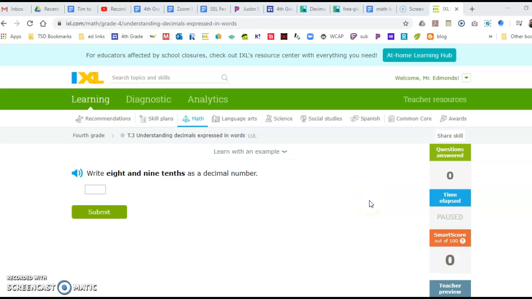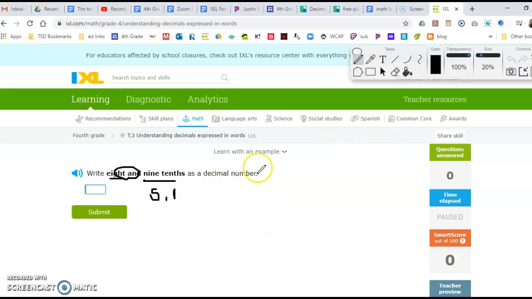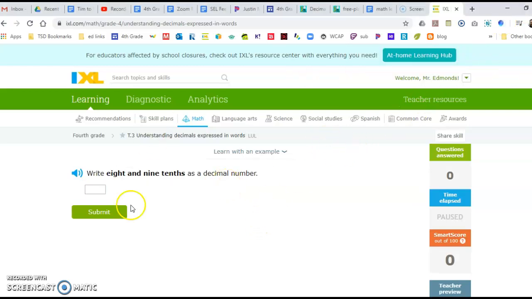Hey everyone, wanted to finish up that first video with a part 2. So we were working on IXL level T3, which is expressing decimals as both word form and standard form.